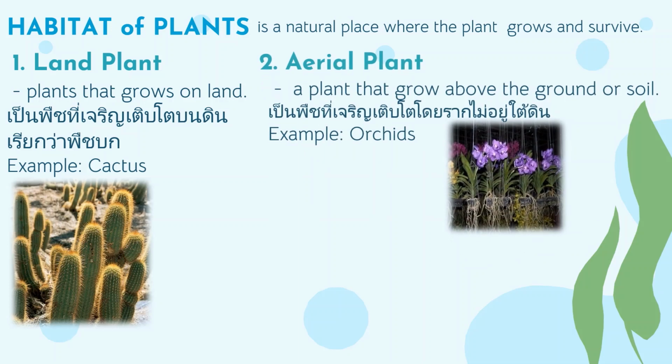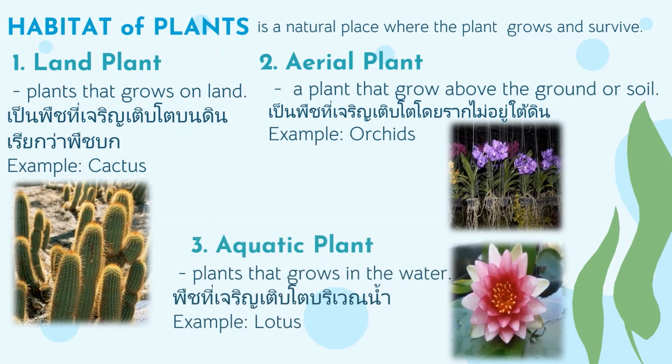Number 2, aerial plant. A plant that grows above the ground or soil. Example, orchids. And number 3, aquatic plant. These are plants that grow in water. Example, lotus.